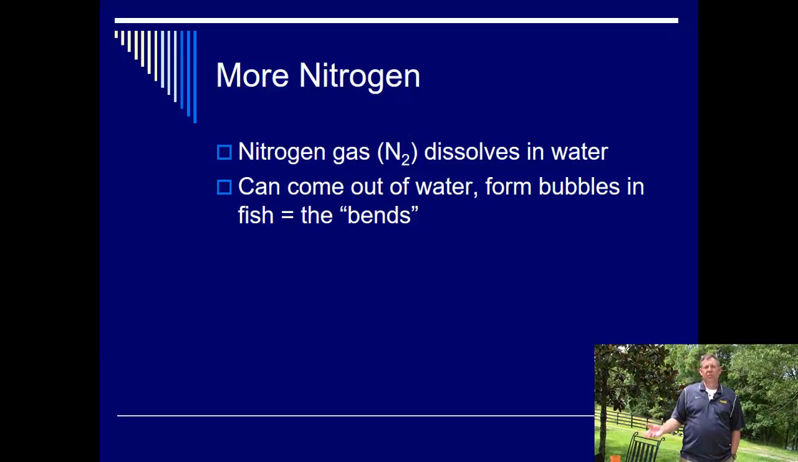Fish can get the same thing. If the dissolved nitrogen comes out of solution inside the fish's body, that can be a problem. Well, what could cause that nitrogen to come out of solution? I just mentioned one thing, reduction of pressure. If the fish is down deep and all of a sudden gets brought up to the surface very rapidly, all that nitrogen can bubble out.